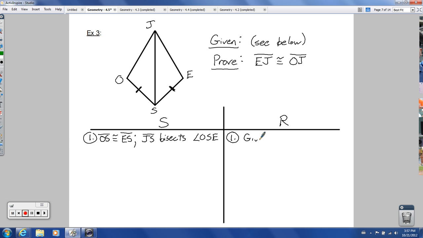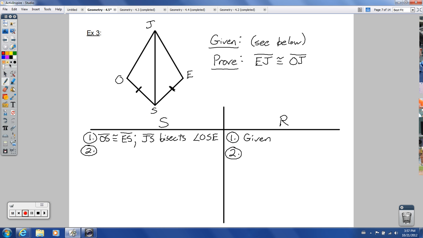That is given. All right. And then step 2. So take what you got there and think about, well, at least to you, what's most obvious. To me, what's most obvious, since I just said that it bisected that, let's not forget about that, but let's take care of that right now. So JS right here bisects OSE.